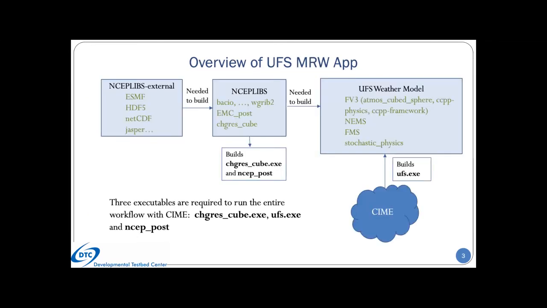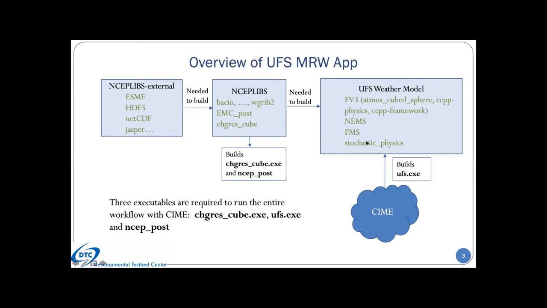This is a little bit different diagram that shows the hierarchy or the dependencies. So one starts with NCEP Libraries external, builds the NetCDF, ESMF, other libraries like that. Those are required to be built before you build the NCEP Libraries, which is things like GRIB libraries and other, you know, IO libraries and math libraries and such. Also includes EMC Post and ChangeRes Cube for this application. Those NCEP Libraries are then required before you can build the UFS weather model.